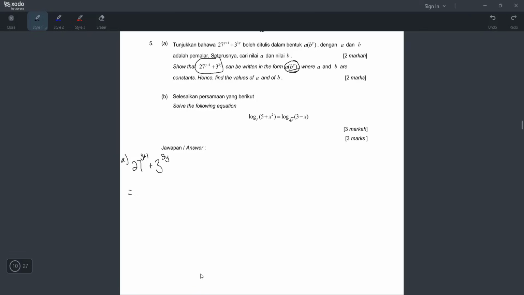The answer is yes, because 27 can change to base 3. 3 power what is 27? 3 power 3, right? But don't forget there's a y plus 1, so I'll write bracket y plus 1 beside it like this. What about base 3?